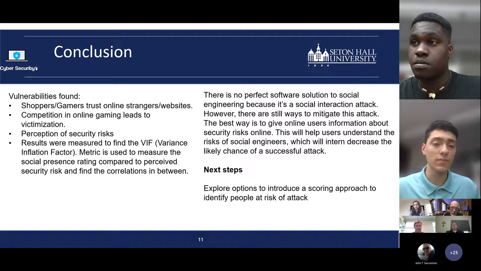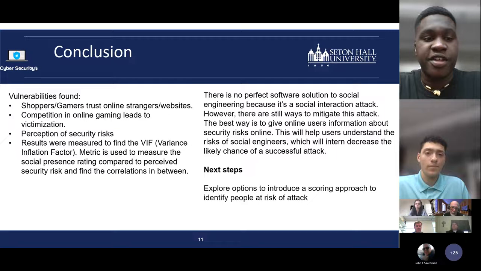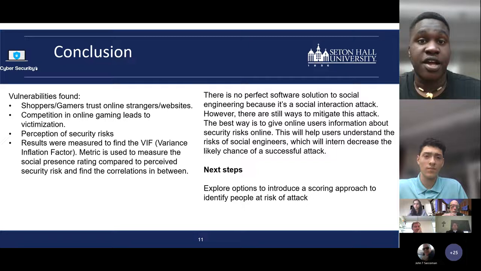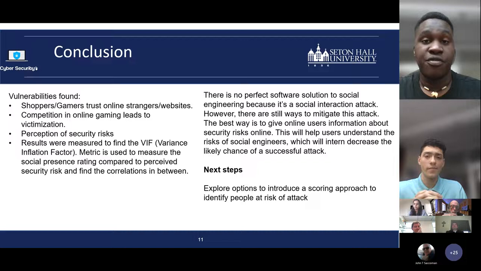In addition to what Jasiel has shared earlier, and as I had mentioned earlier as well, the perception of the security risk as well as the social presence of these platforms are perceived differently by different users. So what we came to realize through a lot of our research is that it's very important that we understand the psychological aspect of this research, as not every user will see the risk in visiting a particular website.